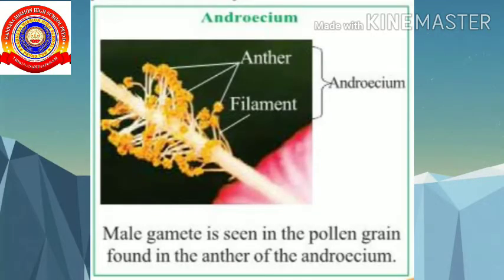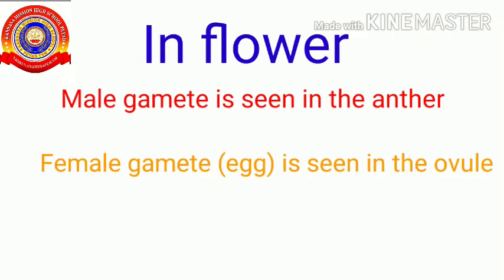Now children, you know that the androecium consists of how many parts? Yes, 2 parts, anther and filament. Then the male gamete is seen in the pollen grain found in the anther of the androecium. What is a gamete? The gametes are an organism's reproductive cells. So in a flower, the male gamete is seen in the anther, and the female gamete, the egg, is seen in the ovule.